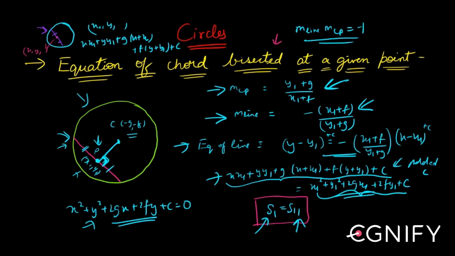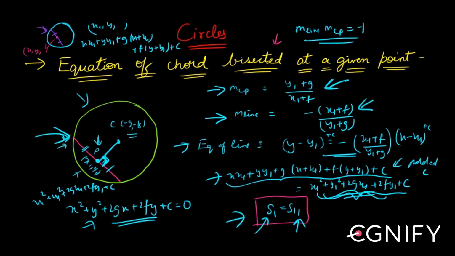And what is your S11? You'll just put the point in the circle's equation, so that will give you x1 square plus y1 square plus 2gx1 plus 2fy1 plus c, and that's your RHS. So S1 equal to S11. What will this give you? This will give you the equation of the pink line directly.